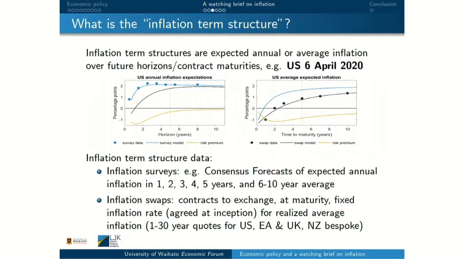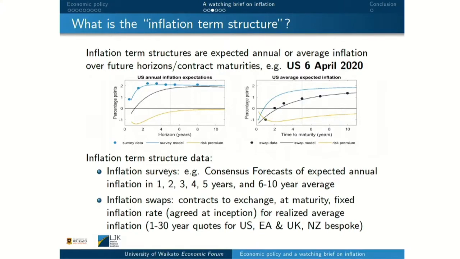So in consensus forecast, which is the data that I use, they will ask survey participants, where do you think annual inflation will be in 1 year's time? Where do you think it'll be in 2 years' time, 3 years' time, 4 years' time, and on average, where do you think it'll be in 6 to 10 years' time, the average over that period? And so that would be how you plot those blue survey dots in the left-hand chart.